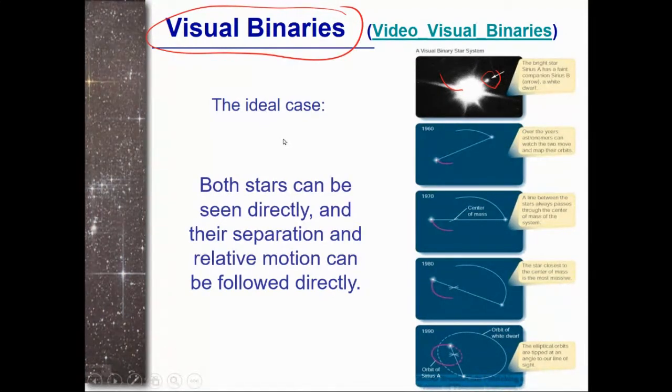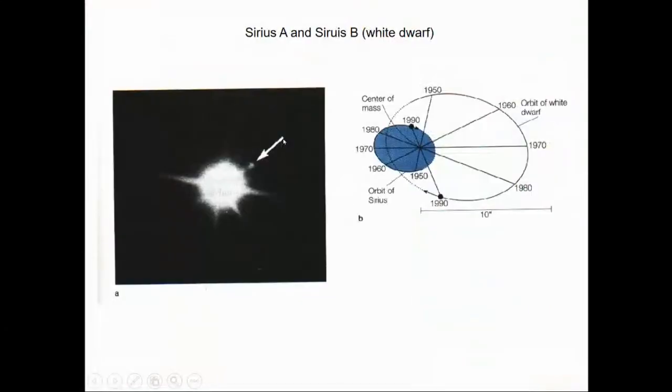We call these visual binaries. We can see them visually. And that's the case of Sirius A and Sirius B. Sirius B here we call a white dwarf. So it is not really a star, it's the remaining of a star.